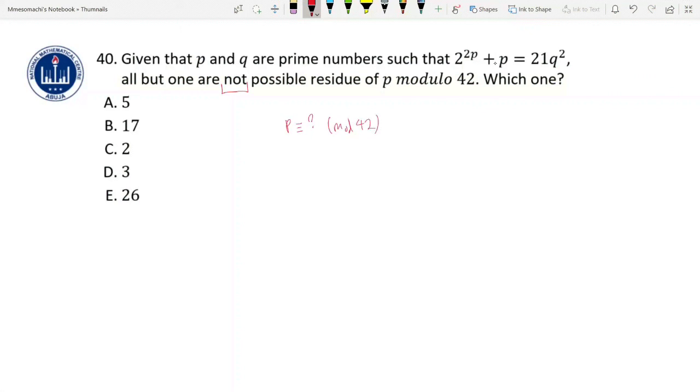To do this, it is best we consider the prime factorization of 42. So we see that 42 is equal to 2 times 3 times 7, okay? And then we consider each case. So let's find what P is congruent to mod 2.